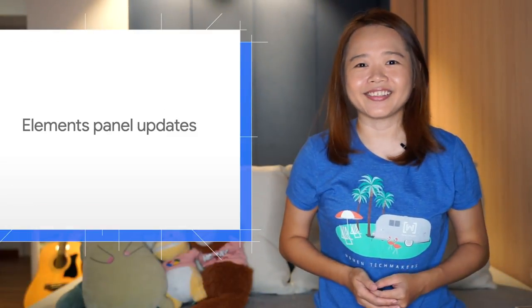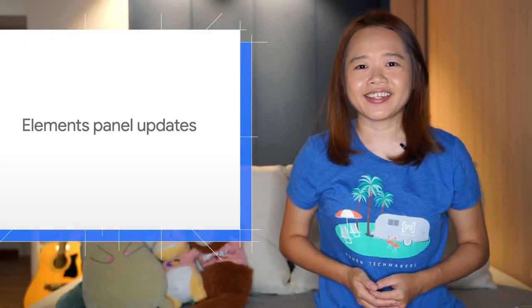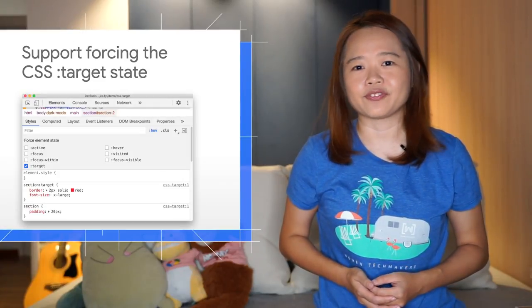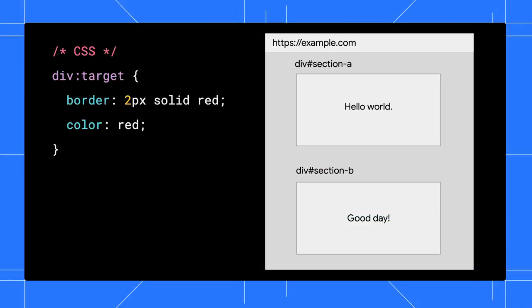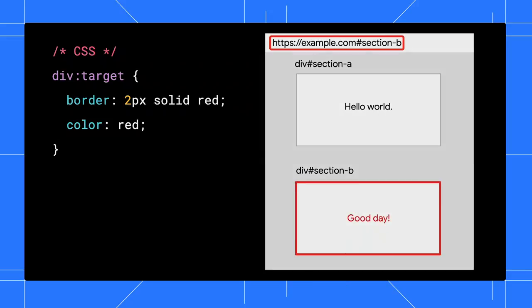Next, let's take a look at a couple of new features in the Elements panel. You can now use DevTools to force and inspect the CSS target state. Say you have a page with two divs with ID. We can use the target pseudo class to style elements when the hash in the URL and the ID of an element are the same. This new DevTools feature lets you test such styles without having to manually change the URL all the time.